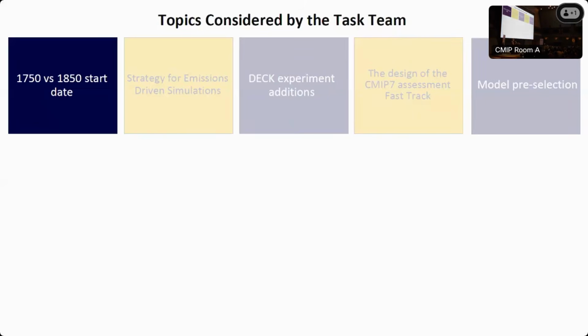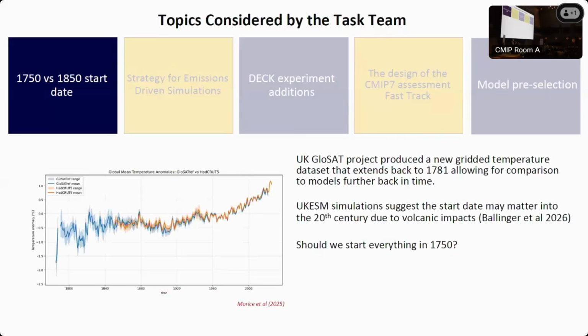And so the first of these is the question of 1750 versus 1850 start date. This came out of work by the UK GLOSAT project, which recently produced this new gridded temperature data set that goes back to the 1700s. This group also ran simulations with UKESM to show the impact of starting at 1750 versus 1850. Prior to 1850, there are fairly large volcanic eruptions, and there's some indication from the simulations that could impact the evolution as you go into the late 19th and early 20th century. So the question was, should we actually be starting everything in 1750?